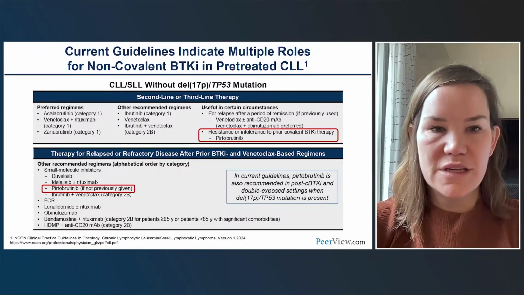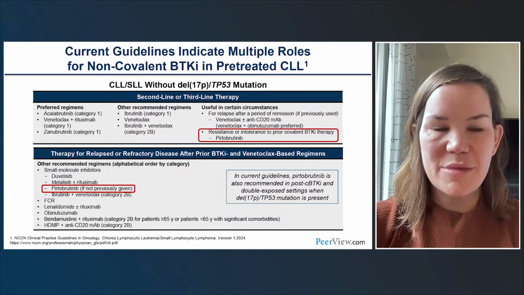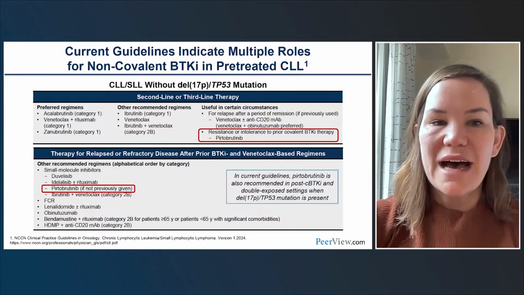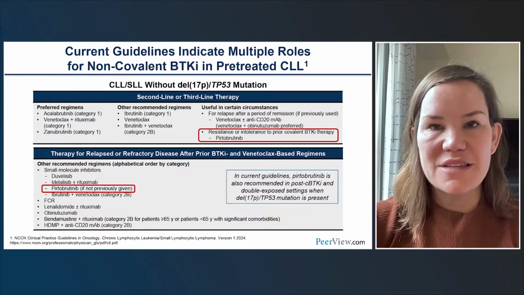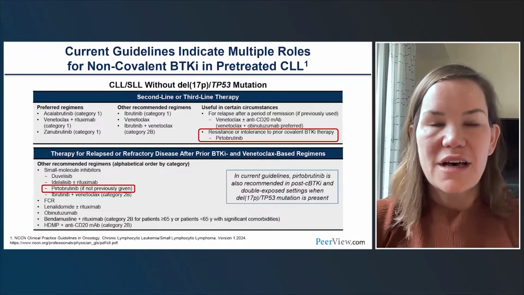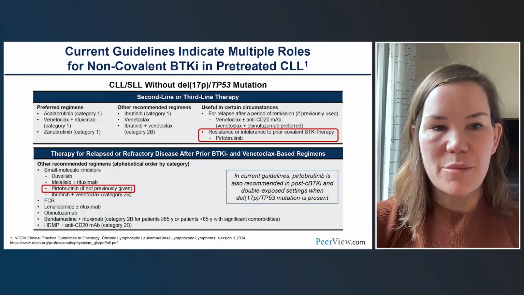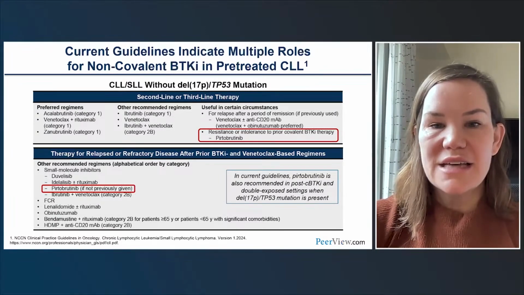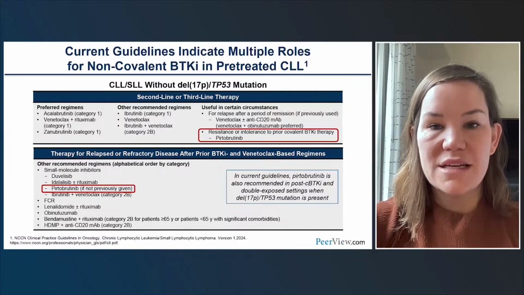One can consider pirtobrutinib. It is also listed in this subset of patients on the bottom, in patients who have relapsed or refractory disease after a prior BTKI and venetoclax-based regimen. And so this is more in line with the current FDA label, where patients need to have 2 prior therapies, including a covalent BTKI and venetoclax, where pirtobrutinib can be considered in addition to a number of other listed agents. In the del17p TP53 guidelines, pirtobrutinib is also recommended in this post-covalent BTKI and double-exposed setting.